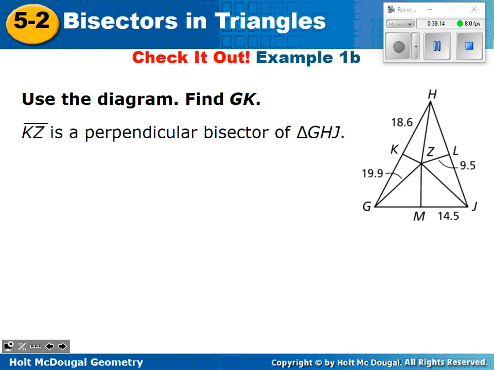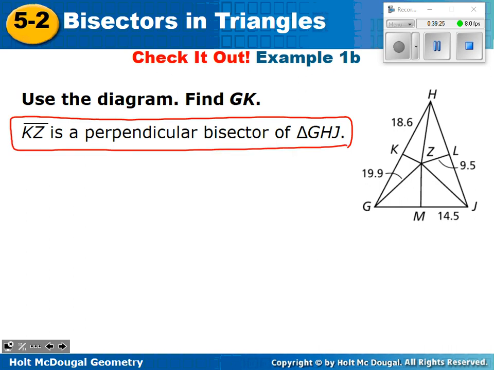Okay, again, let's mark our picture. It says use the diagram, find GK. KZ is a perpendicular bisector of triangle GHJ. So K, you don't have this sentence? You would have to have that to do this problem. Write that down. So sorry, I should not have cut that out of your notes.